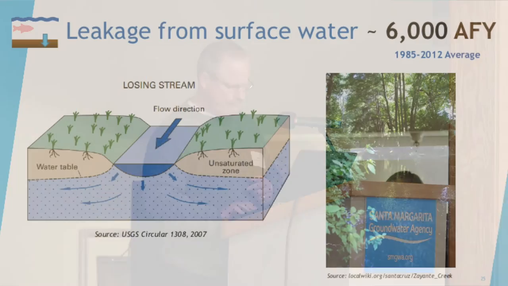In the model, the average over 1985-2012 is 9,000 acre feet per year. Just to give you a sense, there have been other estimates in the basin of 12,000 acre feet per year, so there's a lot of uncertainty there. But that gives you a sense for how much water is being replenished every year, on average, by rainfall.